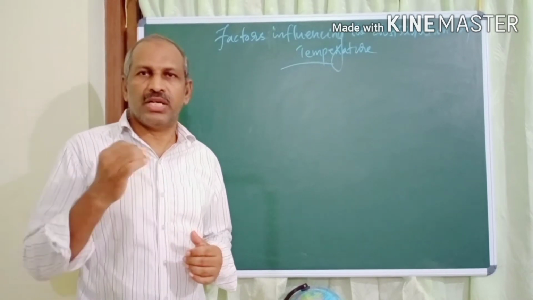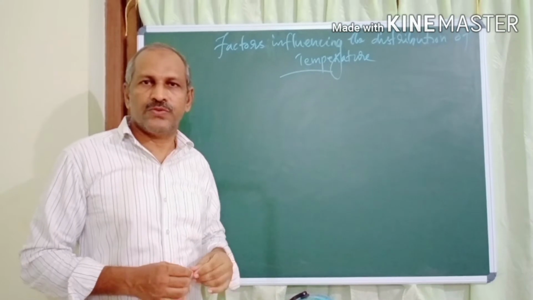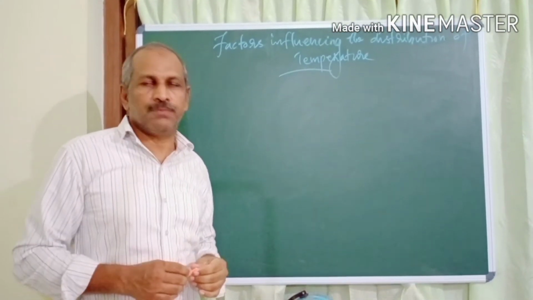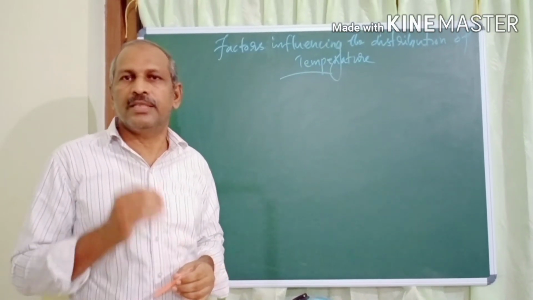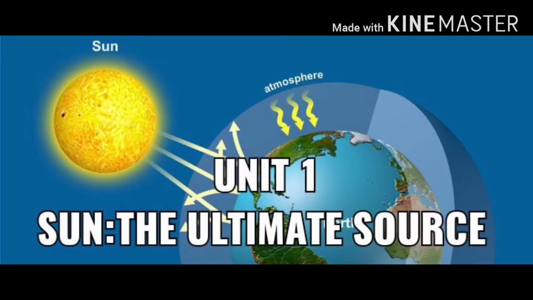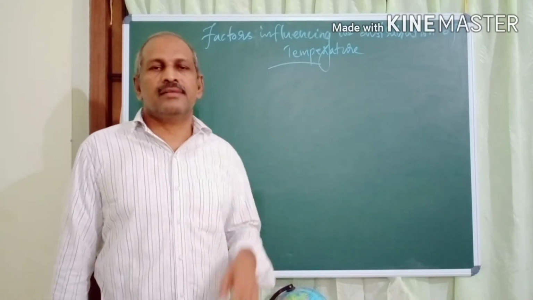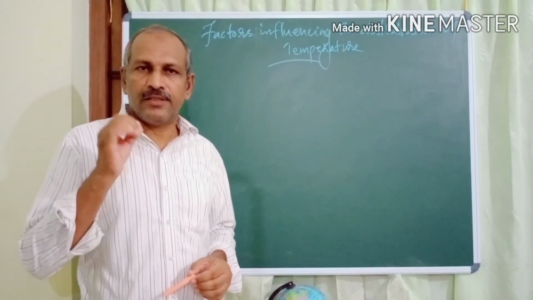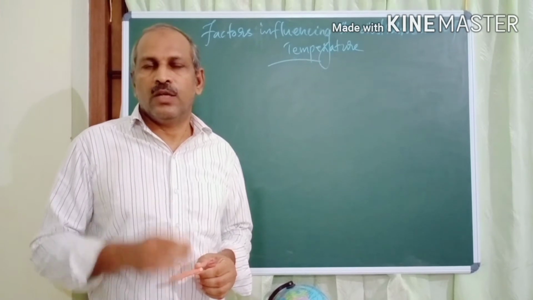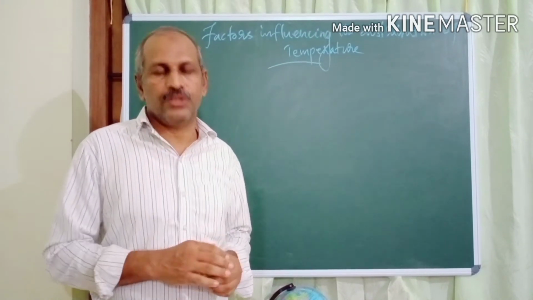Today, I would like to share with you the factors influencing the distribution of atmospheric temperature from the chapter Unit 1 Sun the Ultimate Source, 9th Standard Geography, Kerala syllabus. In our last class, we discussed what is atmospheric temperature and what is the difference between diurnal range of temperature and daily mean temperature.